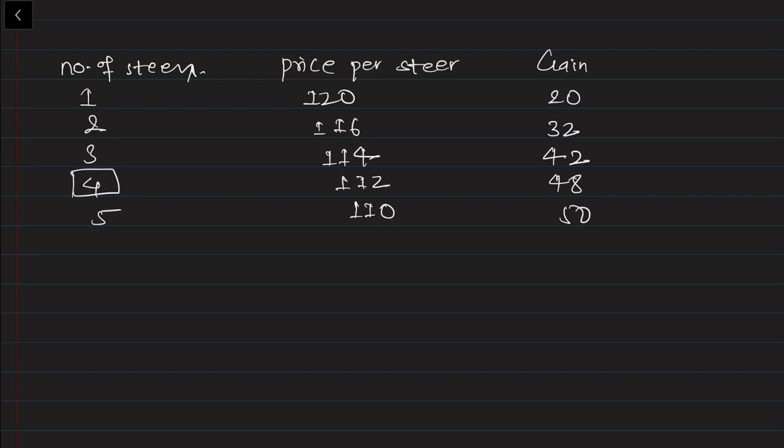So in this case as well, we are going to calculate the marginal profit from each steer. So what is the marginal profit when there is one steer? 20. What is the profit when there is one more steer on the grassland? So you can simply subtract. This is 12, 32 minus 20, right? And then you subtract 32 from 42. This gives you 10. 48 minus 42, this is 6, and 50 minus 48, this is 2. So these are the marginal profits when there is one additional steer on the grassland.